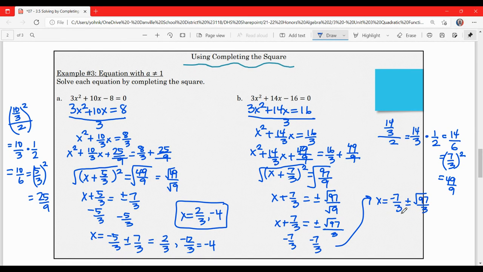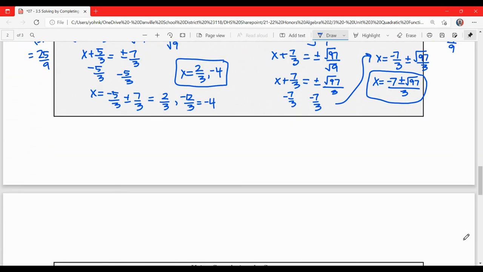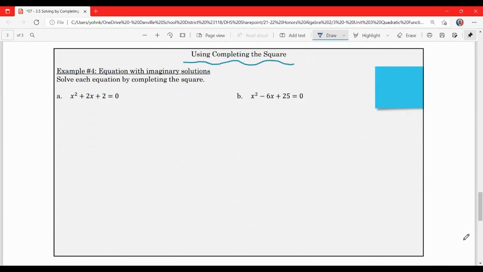Well, since they both have a denominator of 3, I can put them together and say negative 7 plus or minus square root 97 over 3. It's not a very nice number. It's a decimal. I could figure out what it is if I wanted to put it in my calculator, but we're going to leave our answer as an exact answer, not a decimal. All right, so that's what to do when the value of A is not equal to 1. Let's look at what to do when we get imaginary solutions.